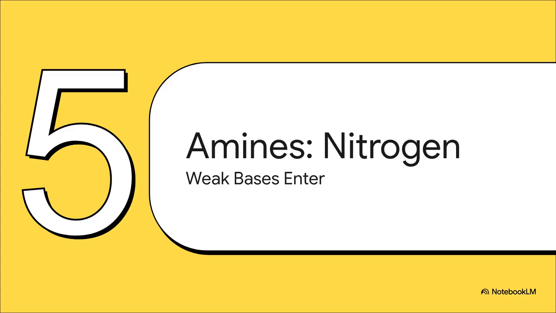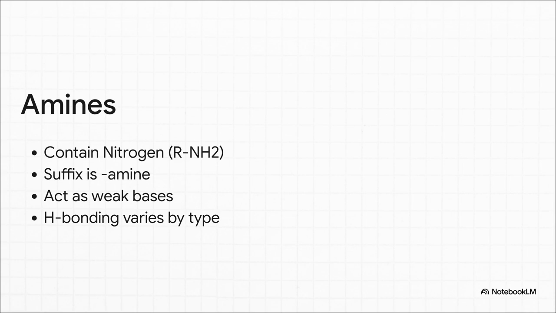Part 5. Amines. Nitrogen enters. Time to leave oxygen behind and introduce nitrogen. Amines are organic compounds containing nitrogen, taking general forms like RNH2, R2NH, and R3N. They're named pretty logically, using the suffix amine, like methylamine or ethylamine, and you prepare them by replacing hydrogen atoms in ammonia with carbon groups.